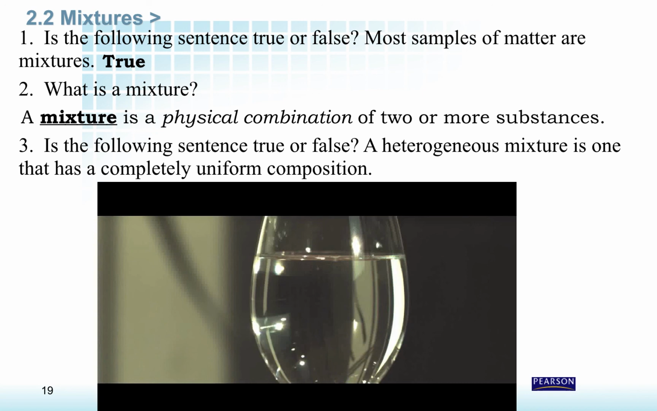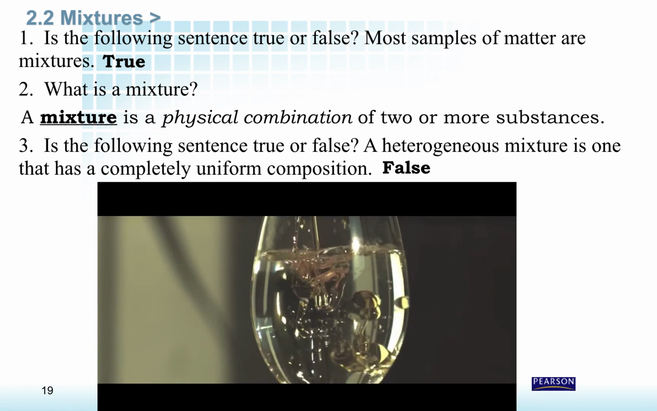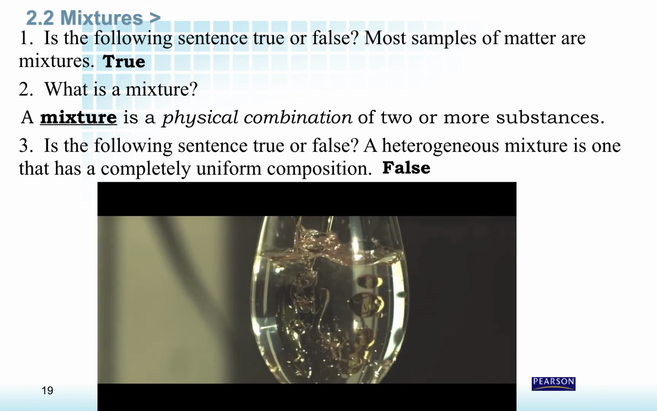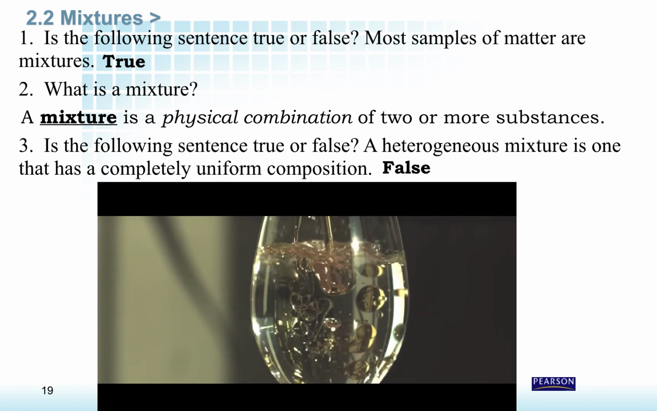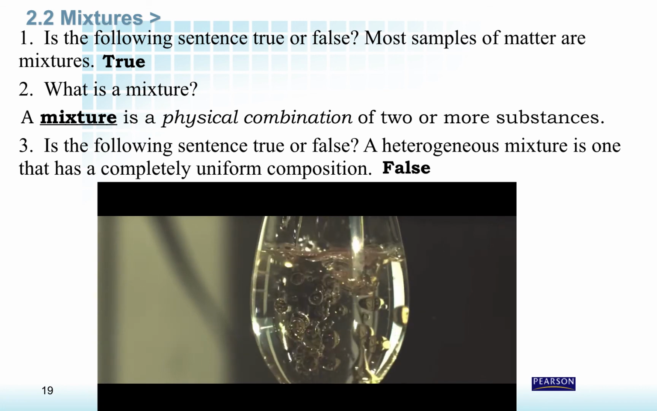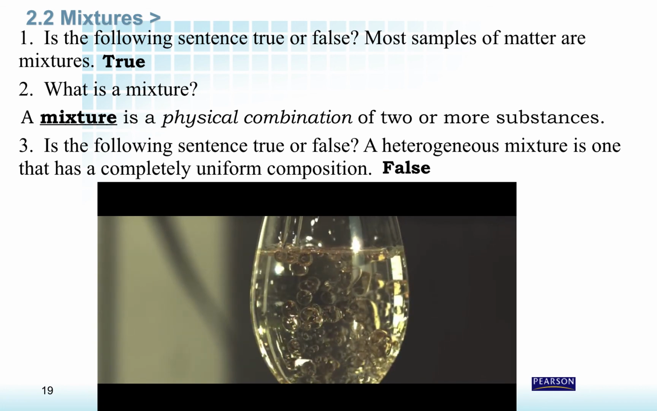Now, is the following sentence true or false? A heterogeneous mixture is one that is completely uniform in composition. Now, completely uniform will be the same throughout. So that's a false statement. And I'm going to show you this in this little slow motion of oil mixing with water. When they mix, you can see the two parts of the solution and you can almost see the colors are different, but the main thing is they're not going together. So no matter what you do, eventually they're going to separate.